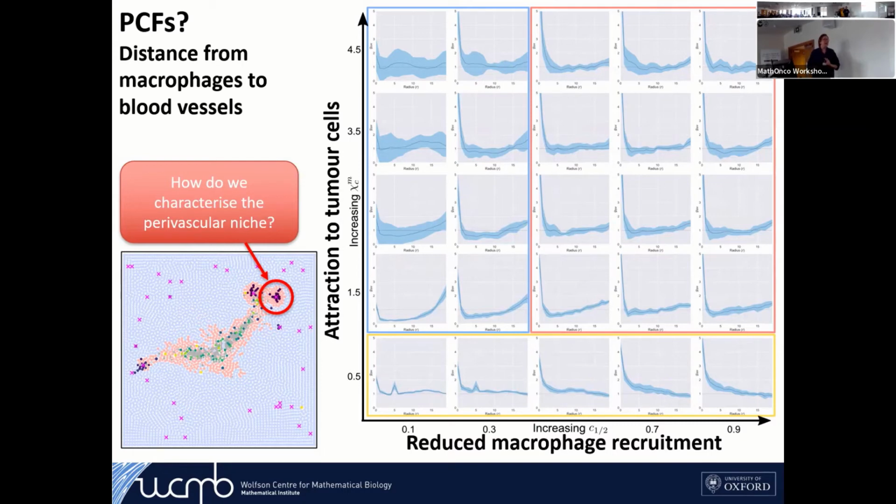This is the kind of thing that you might be able to calculate from just an IHC slide. If I have macrophage locations and blood vessel locations, so I just need two markers, I could calculate this, but it's not massively informative. Whereas if I have this multiplex histology and I really understand what type of macrophage I'm looking at, I want to do something that's taking that information into account.